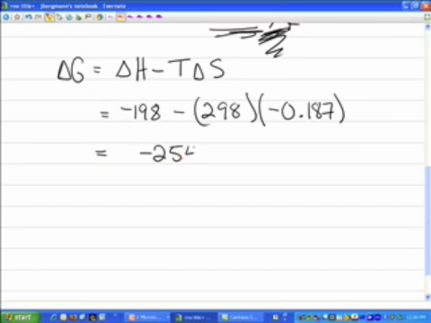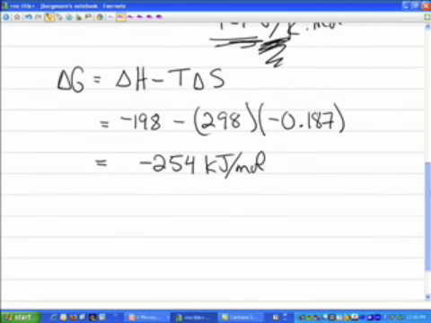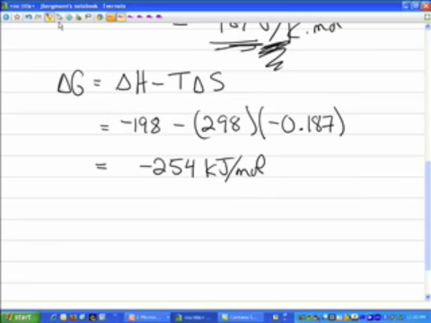All right, we got negative 254 kilojoules per mole. Now, what does that mean? That means for every mole, we're going to release 254 kilojoules of energy. So that's energy that's going out of the system, so it's available to do work.